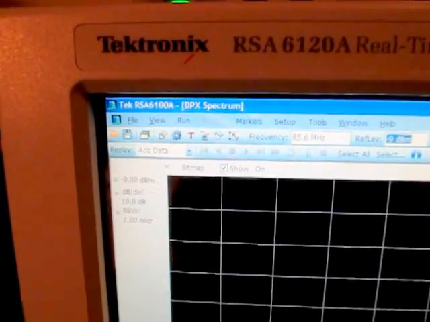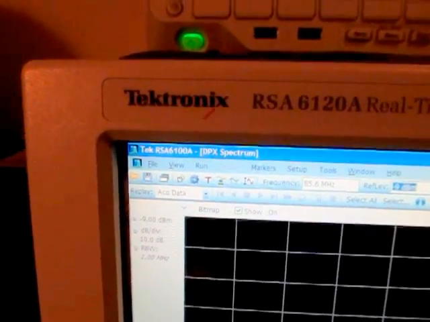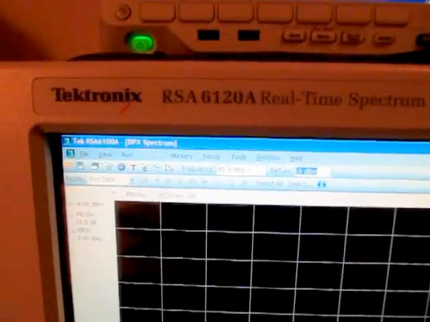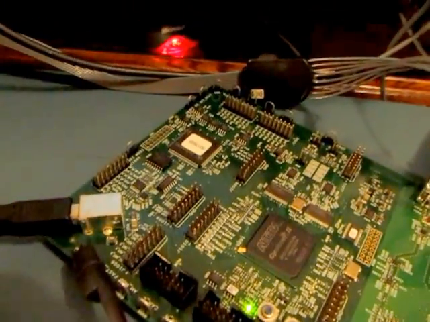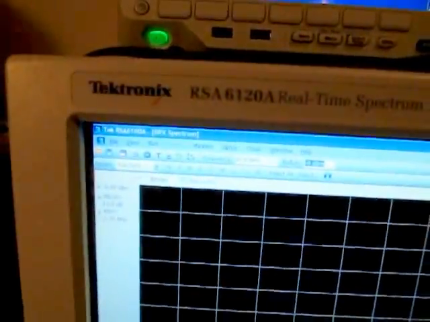Okay, in this video we're going to take a brief look at how we might use some of the features of a real-time spectrum analyzer to help find EMI and emissions problems with a circuit board, and how some of the tools and features of the analyzer can be used to help you out.